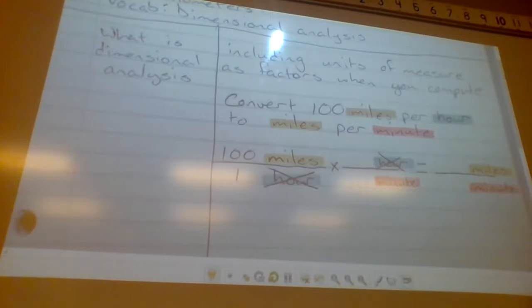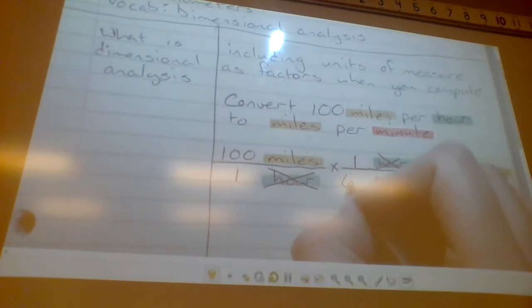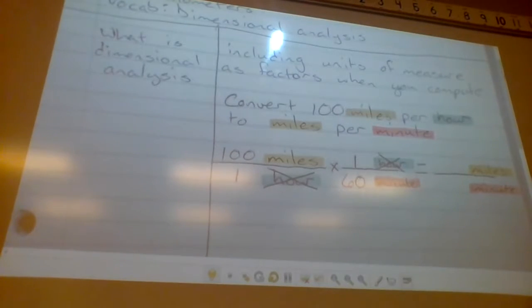The one thing we are missing right now, what do we know about hours and minutes? Which one's bigger? So in 1 hour, how many minutes are there? 1 hour is equal to 60 minutes. This isn't really saying a fraction, it's saying 1 hour is equal to 60 minutes.